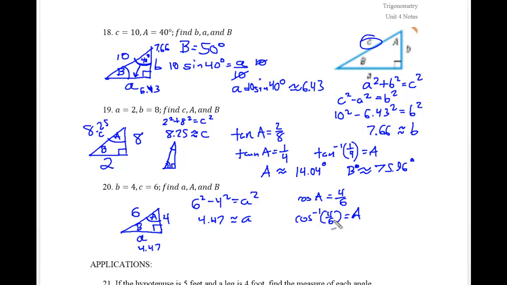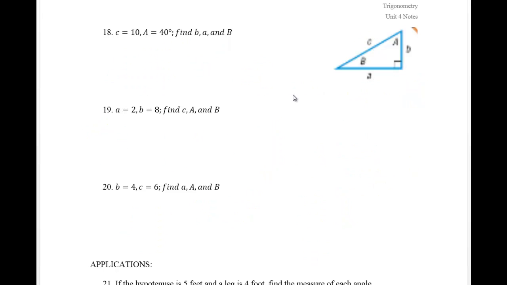You're typing this in on a calculator, so typing in the inverse cosine of 2/3 is the same as the inverse cosine of 4/6. So what you get here is that angle A is approximately 48.19 degrees. And we subtract from 180 degrees to get angle B here, so that's going to be roughly 41.81 degrees.